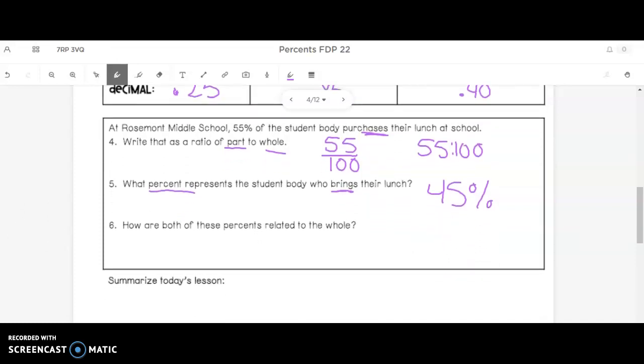How are both of these percents related to the whole? They both compare part to whole.